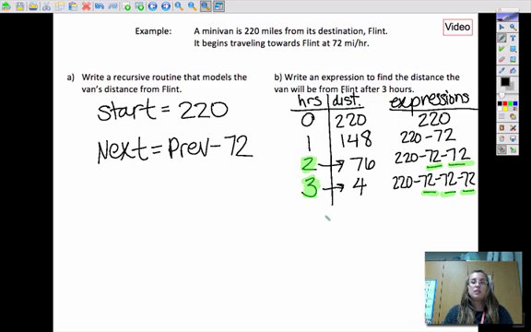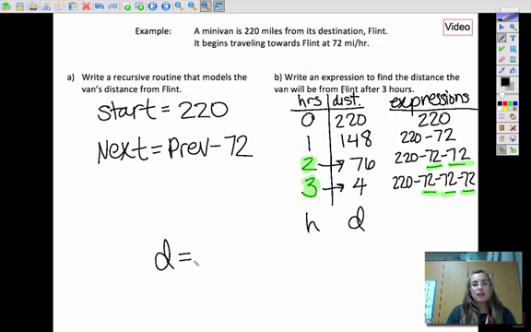So what I want to do is I want to actually define some variables here. So I actually want to call my variables hours and distance, okay? Hours and distance. And I want to write an expression that helps me so that I don't have to start back at 220 every time, okay? So how this is going to work is we're going to find the distance.